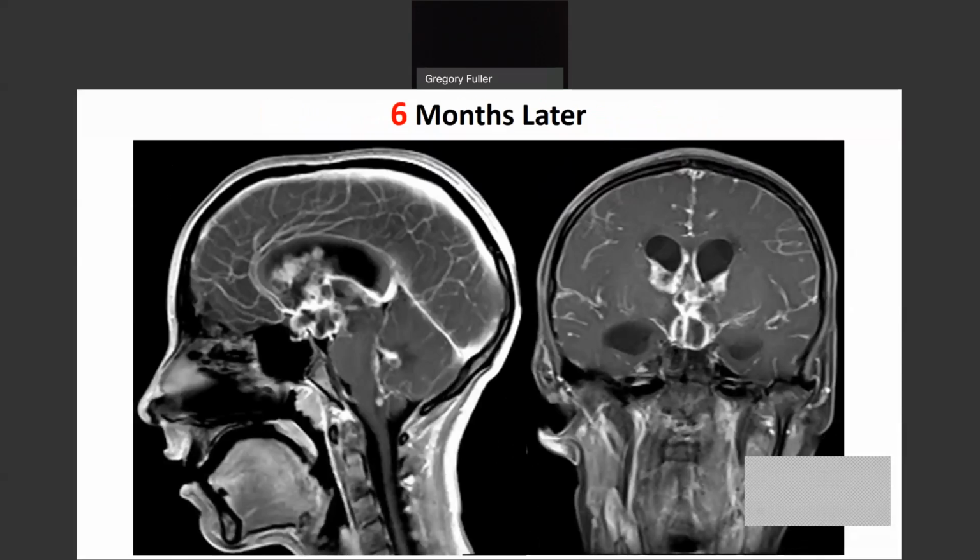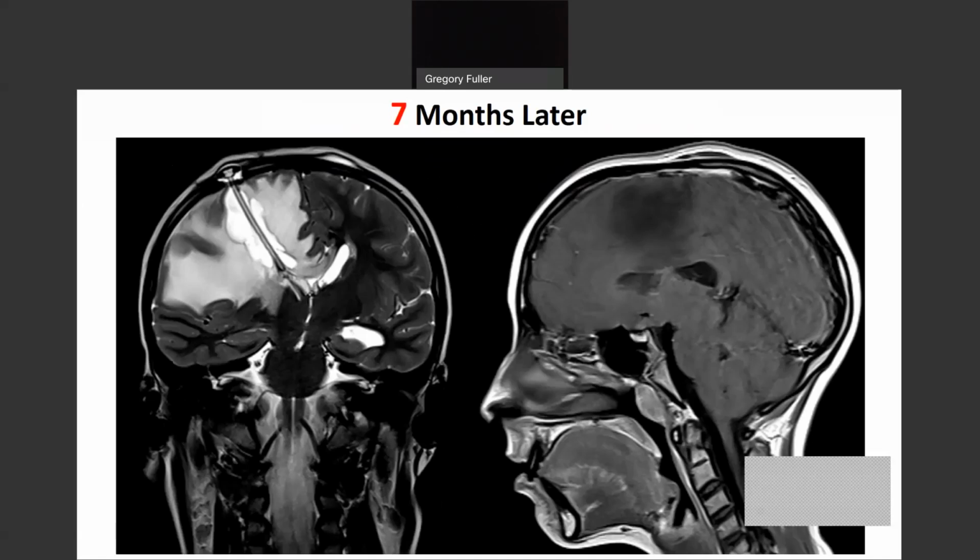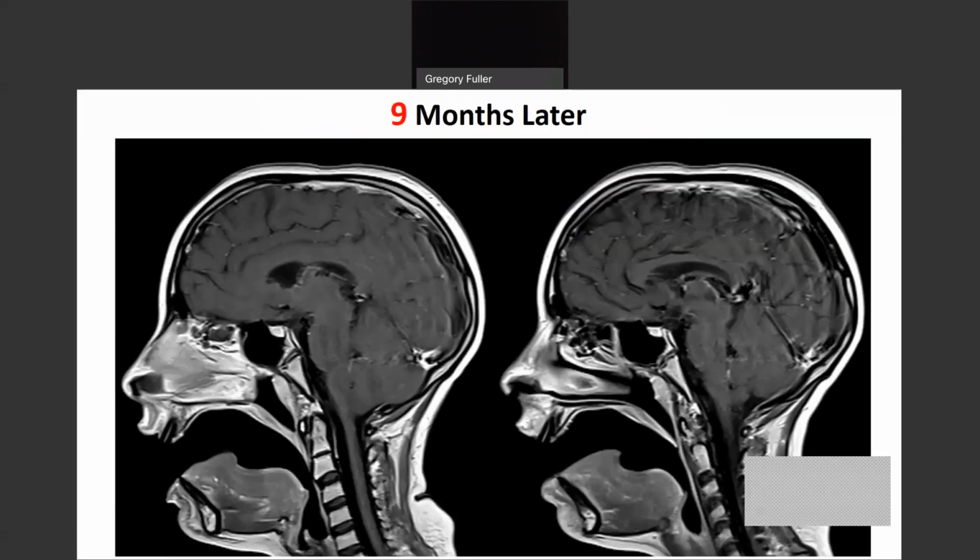Looks a little different, no? 6 months later, check out the 4th ventricle. In addition, this is 7 months later. That's a treatment catheter, some backwash. This is 9 months later. Isn't that interesting?